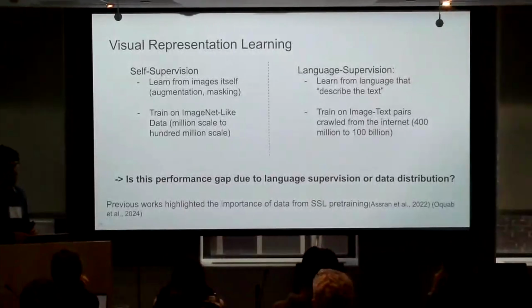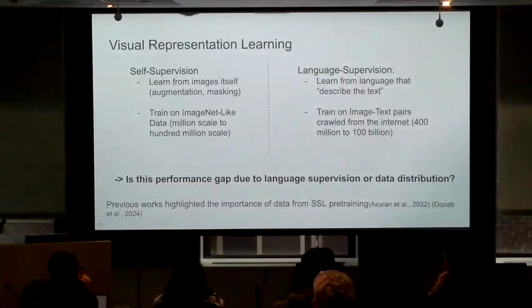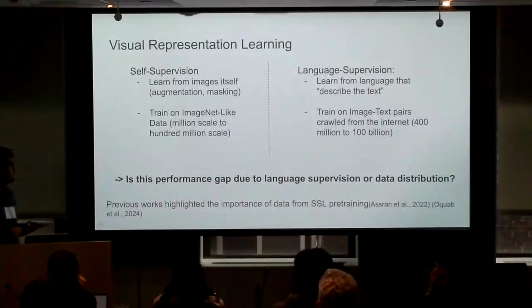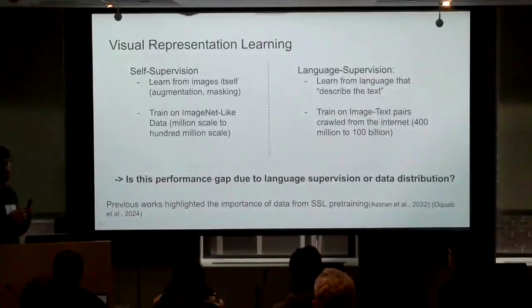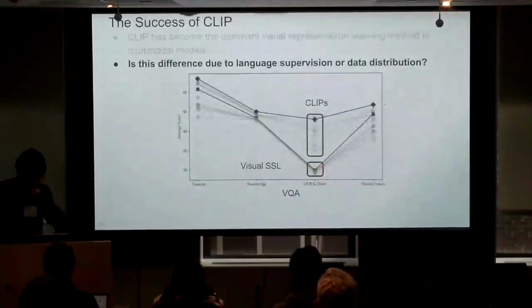And that raises this question: is the performance gap due to the language supervision part, or is it due to the data distribution? We know from previous work in SSL, for instance one of the works we did with Randall, looking at the impact of the pre-training task with respect to the data distribution, or even the Dino v2 work, a big contribution of which was this automated data creation approach to scale SSL. So we know that data is important. So here we choose to explore the latter hypothesis and say, okay, if we close the gap in data, what happens to the performance?